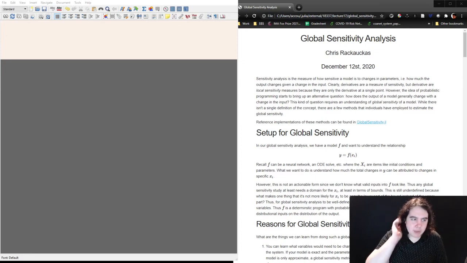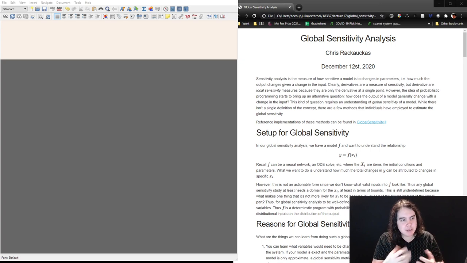Hello, class. So today what we're going to talk about is global sensitivity analysis. A lot of what we've been discussing has been about the local properties of sensitivities, right? So local sensitivities are derivatives. They tell you how functions change in an infinitesimal sense, right? But in a lot of cases, you want to know how things change over a wide range of parameters.